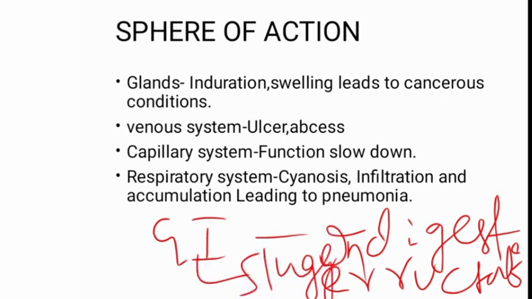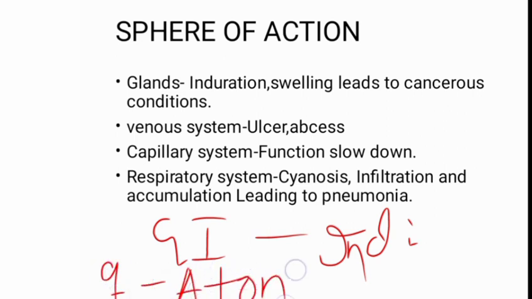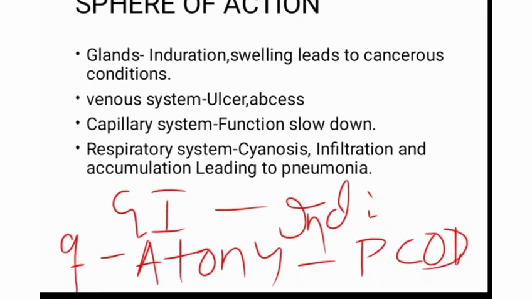Then in females, mainly atony of the uterus, resulting in PCOD. When atony of the uterus occurs, it causes PCOD. So this is mainly the sphere of action: the female system, GI system, respiratory, capillary, venous and glands.